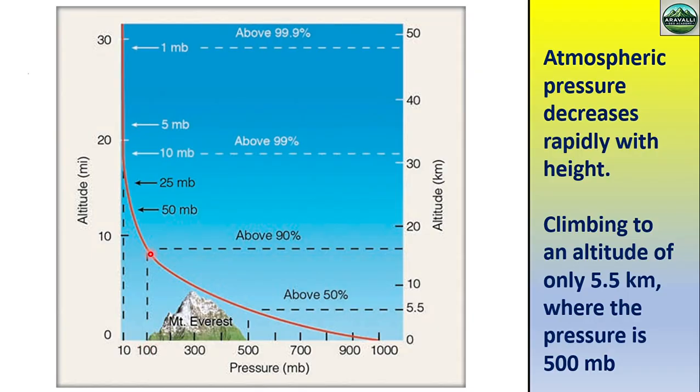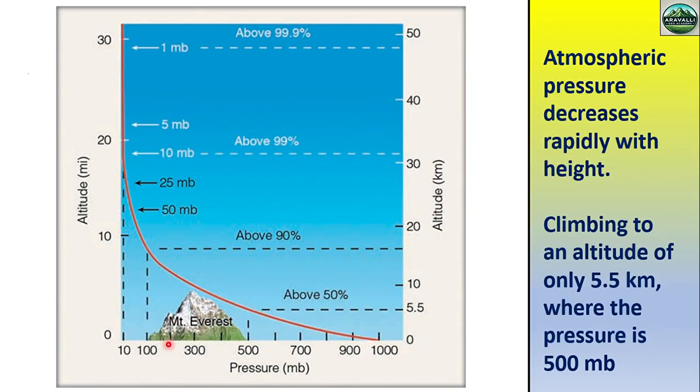It means 90% of the atmosphere lies below 17 kilometer, and 50% lies below 5.5 kilometer. Above 5.5 kilometer, only 50% of the atmosphere is there, and above 17 kilometer, only 10% is there. At 32 kilometer, the air pressure is only 1%. 99% of the atmosphere lies below 32 kilometer. Clear?